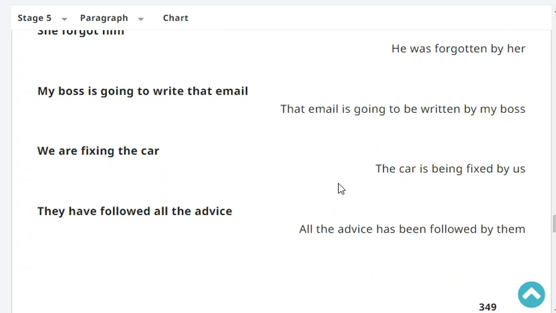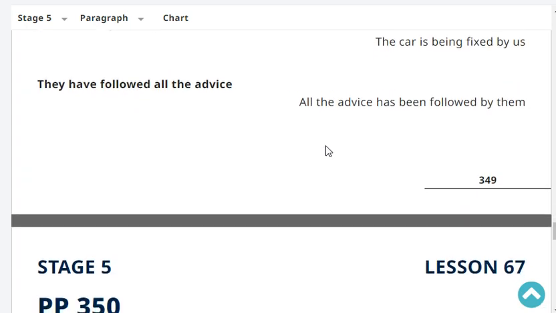We are fixing the car. The car is being fixed by us. Very good. They have followed all the advice. All the advice has been followed by them. Very good.